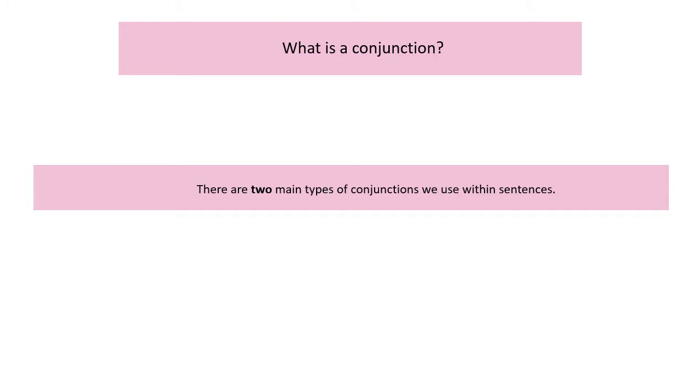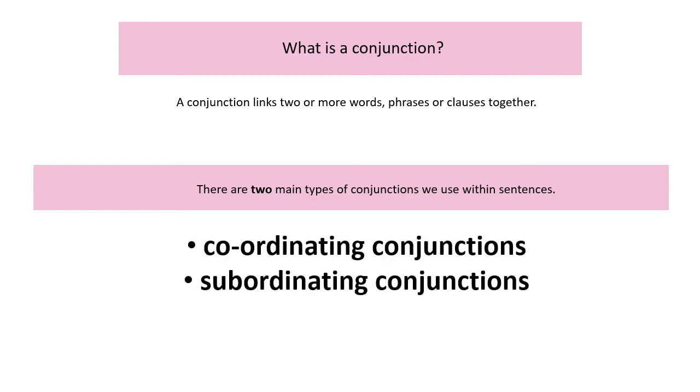And today we're going to be looking at the two different main types of conjunctions. So first of all, what is a conjunction? A conjunction links two or more words together, or phrases or clauses together. There are two main types of conjunctions we use, and they are coordinating conjunctions and subordinating conjunctions.